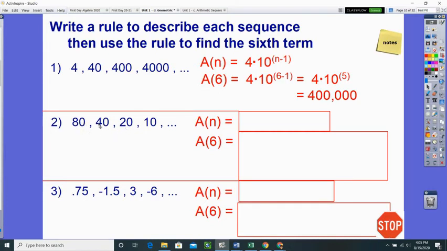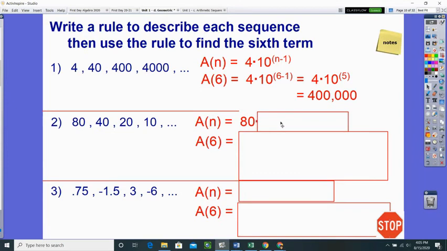Okay, the next one, ooh, it's going down. And what I'm seeing is 40 to 20 to 10. I'm cutting the number in half. I'm dividing by 2, but remember we have to have that common ratio be multiplying. So dividing by 2 is the same thing as multiplying by the reciprocal, which would be multiplying by 1/2. So I'm going to write my first term times 1/2.